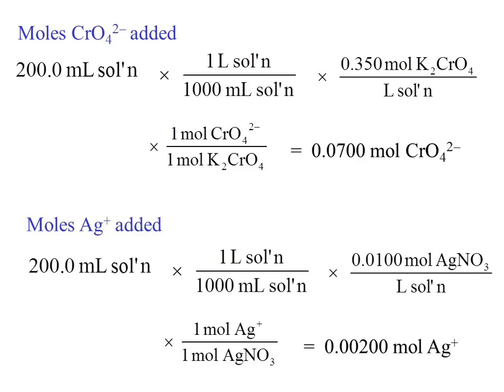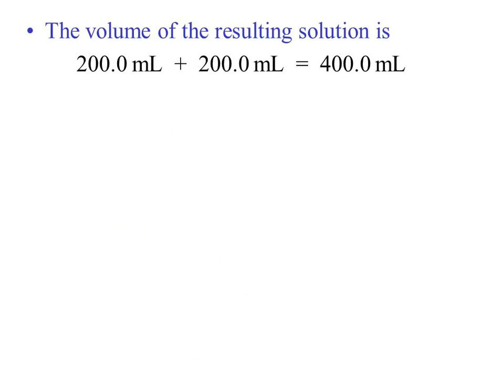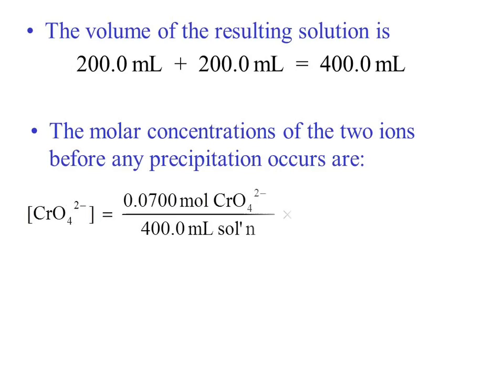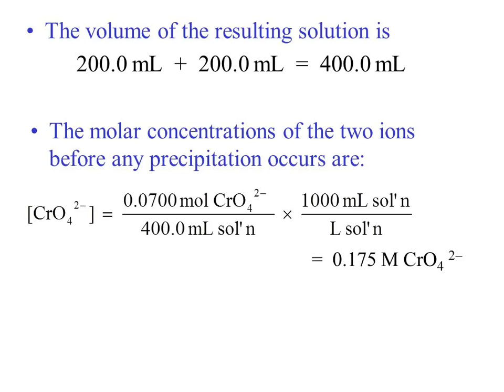So here we go. Like you saw on the diagram, the total volume is, sorry, 400 milliliters. All right, so here we go. The molar concentration of the chromate is 0.175 molar. So that's what we're going to plug in for our QSP.